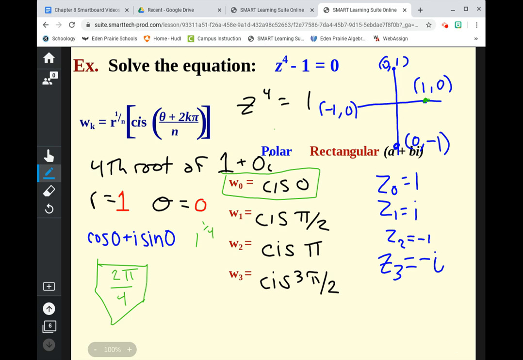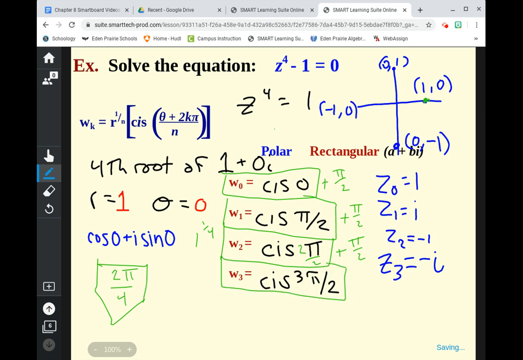Let's do W sub 1. All I did here is I added home plate. Now, home plate's 2 pi over 4. That simplifies to pi over 2. So I just added pi over 2, and I got W sub 1. Add pi over 2 again. Pi over 2 plus pi over 2 just gives me pi. And one more time, add pi over 2. Get a common denominator. This would be 2 pi over 2, which would give me 3 pi over 2. And there's all 4 of my answers.